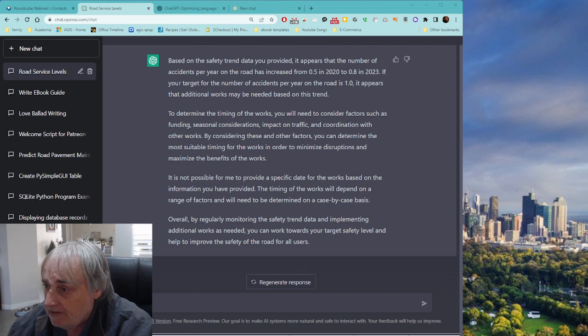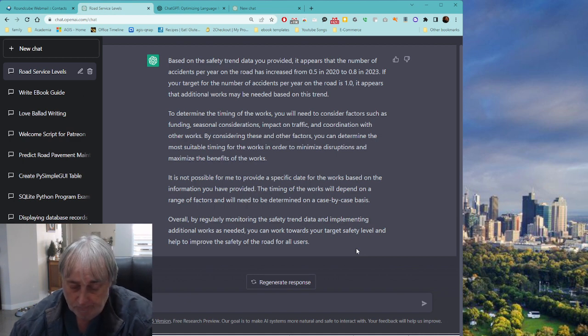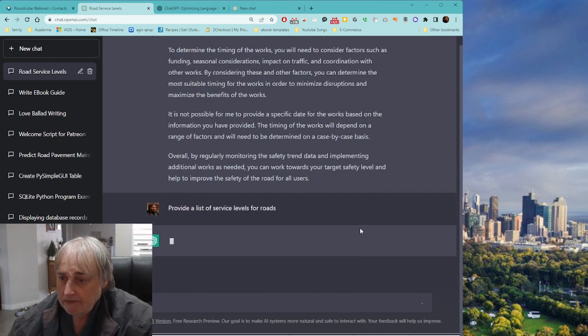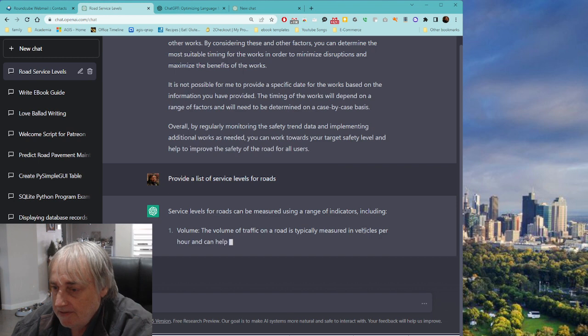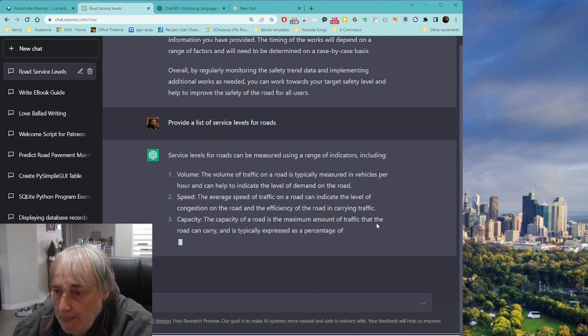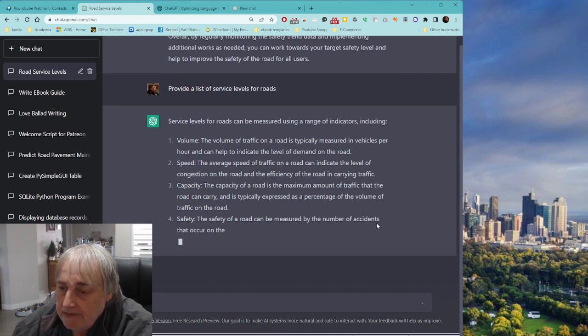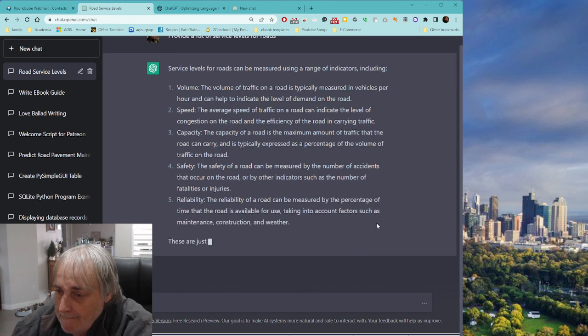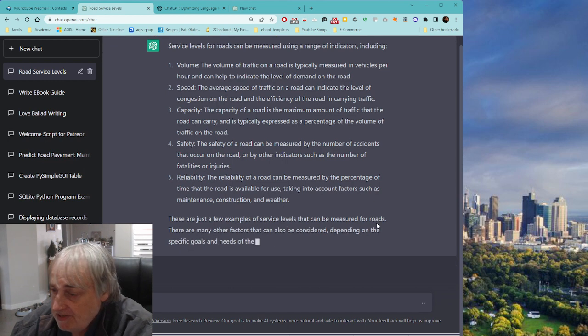But let's look at it, and I'll look at it for service levels. All I need to do is go to the chat screen and say, provide a list of service levels for roads. And now it's giving me answers. So typical service levels for roads are measured using a range of indicators: volume, traffic speed, traffic capacity, safety, reliability. And it mentions that these are just a few examples, which they are.